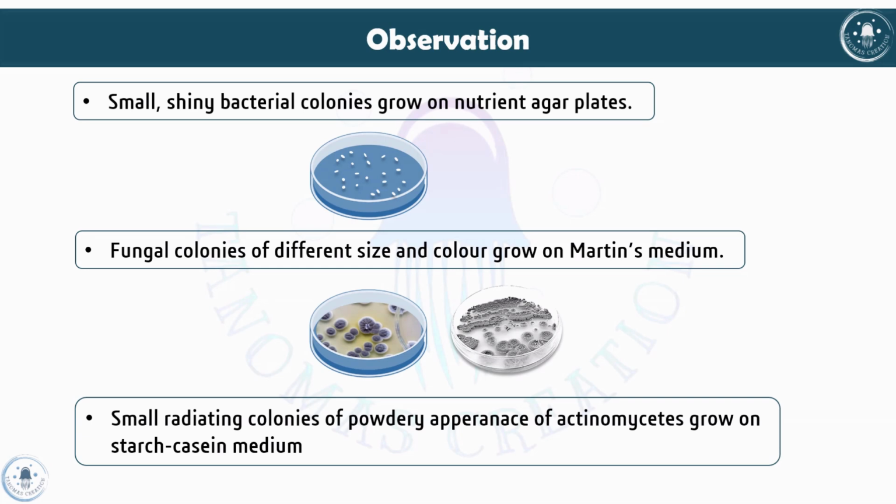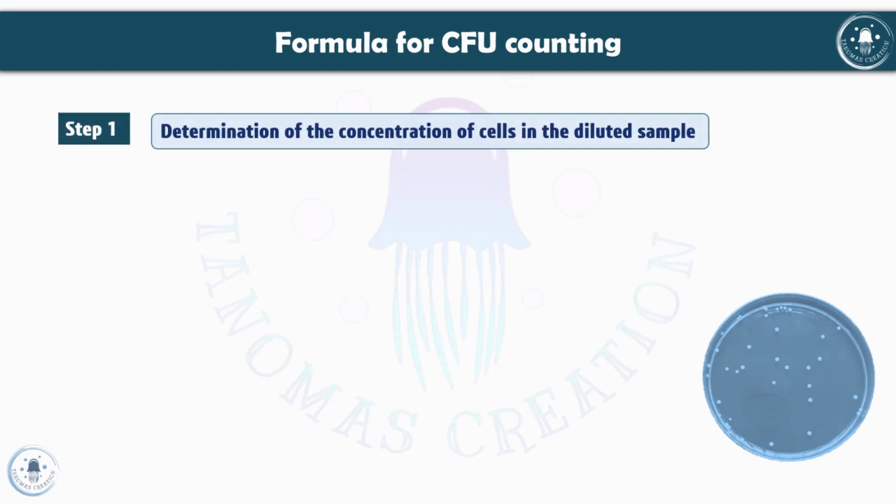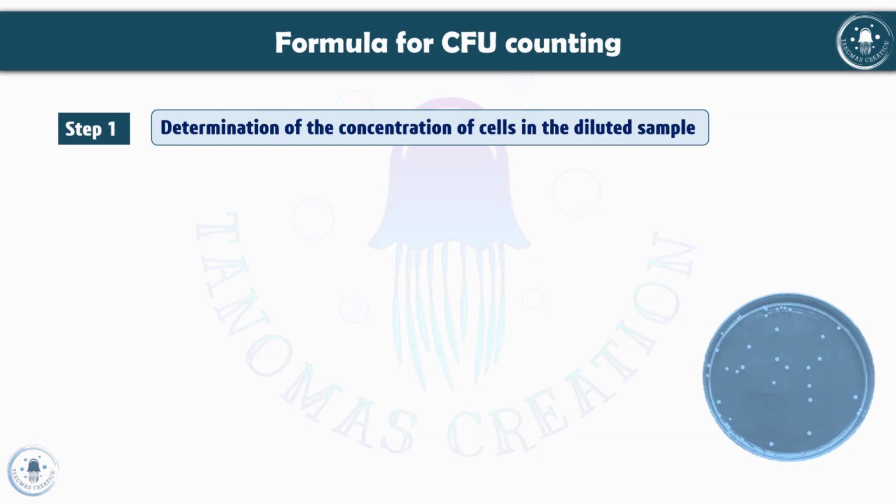Okay, so this is what we'll observe. Now for CFU counting we have a formula. This formula is divided into two parts. First, you need to determine the concentration of the cells that is present in the diluted sample. So here the diluted sample which we have taken is 10 to the power minus 6, right? So if you want to count it, you have to follow this formula.